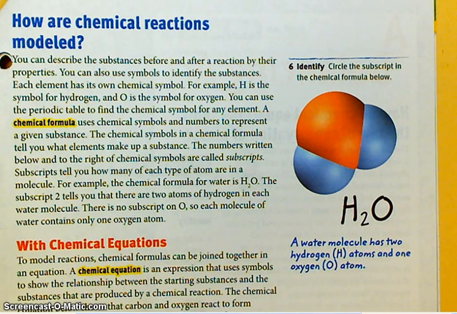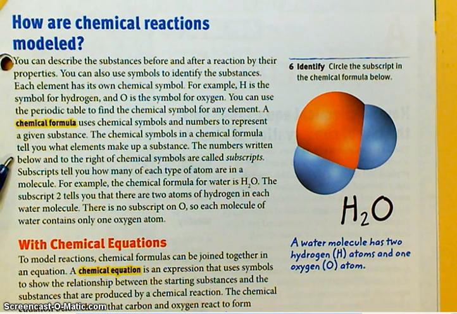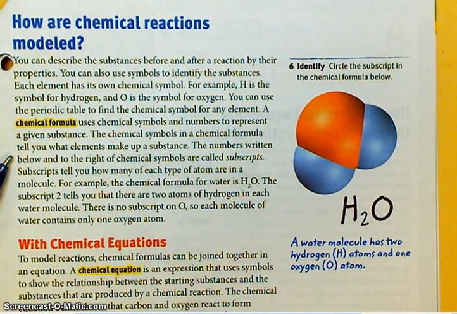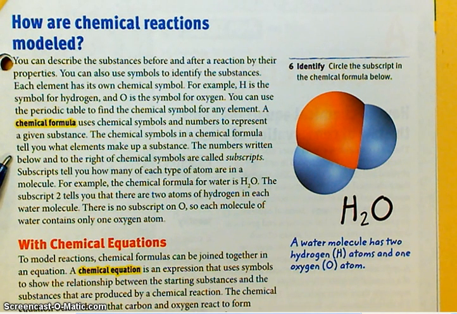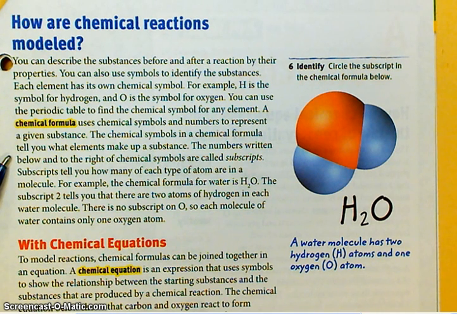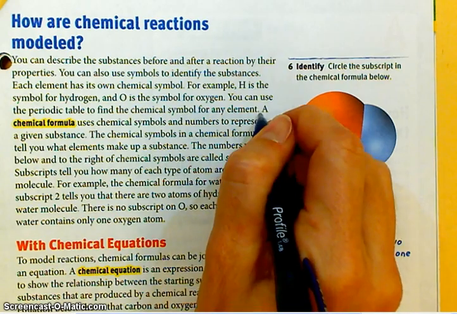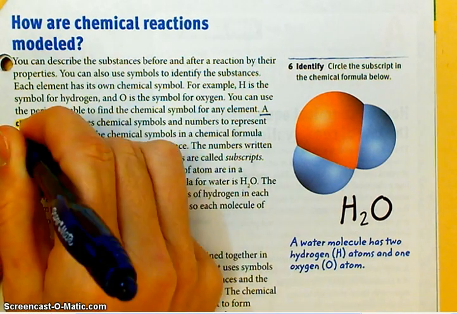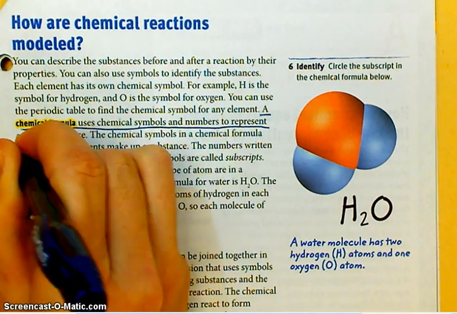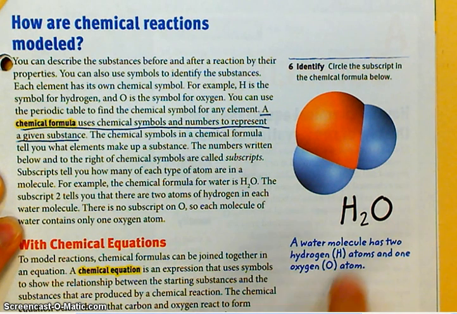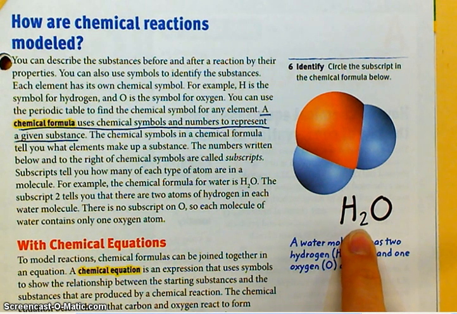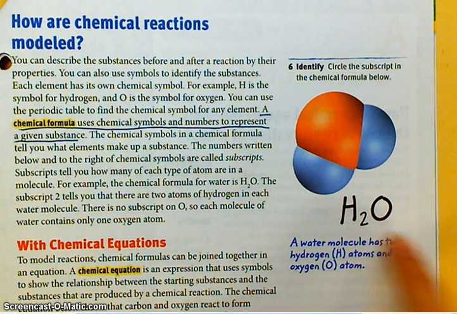So now we're going to be on page 151, and we're looking at how chemical reactions are modeled. Well, before we can really talk about chemical reactions, we have to understand how to write chemical formulas. Chemical formulas are used to represent compounds. So a chemical formula uses symbols and numbers to represent a substance. Okay, for instance, here is a chemical formula for the compound known as water. It's 2 hydrogens and 1 oxygen.